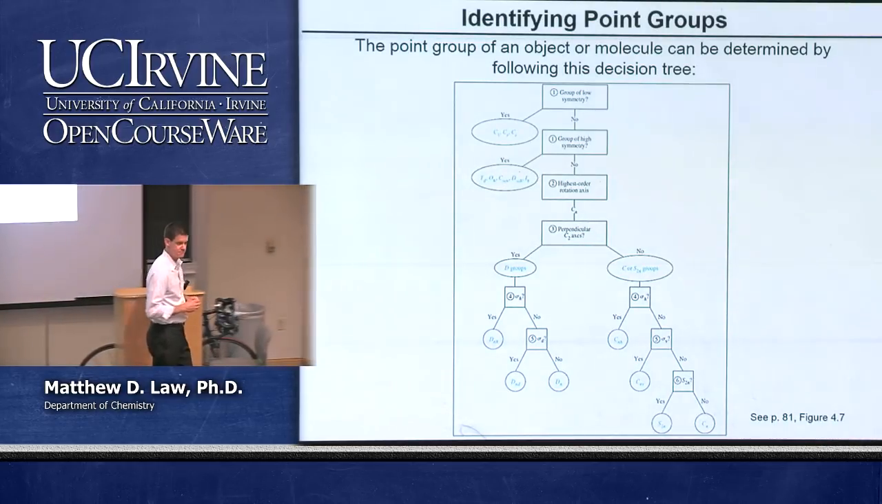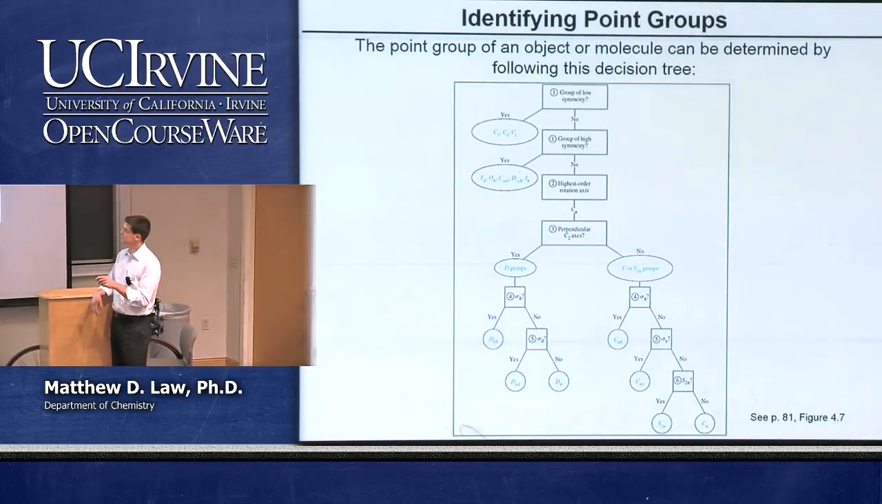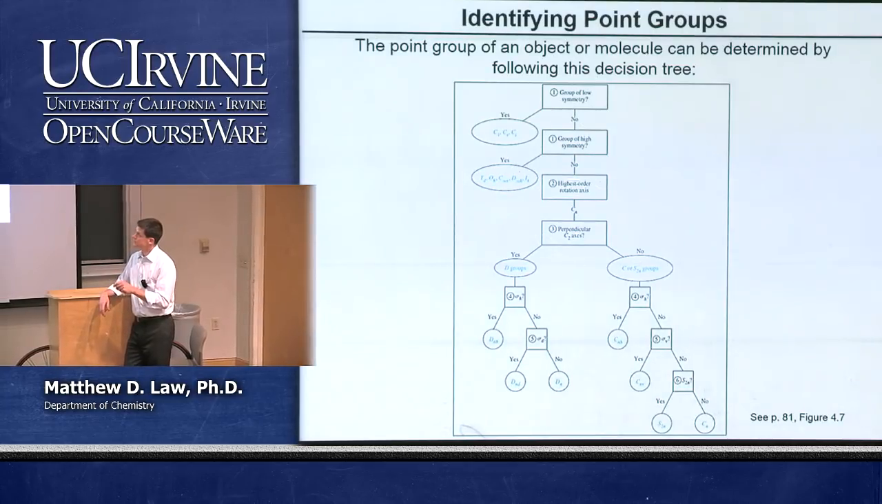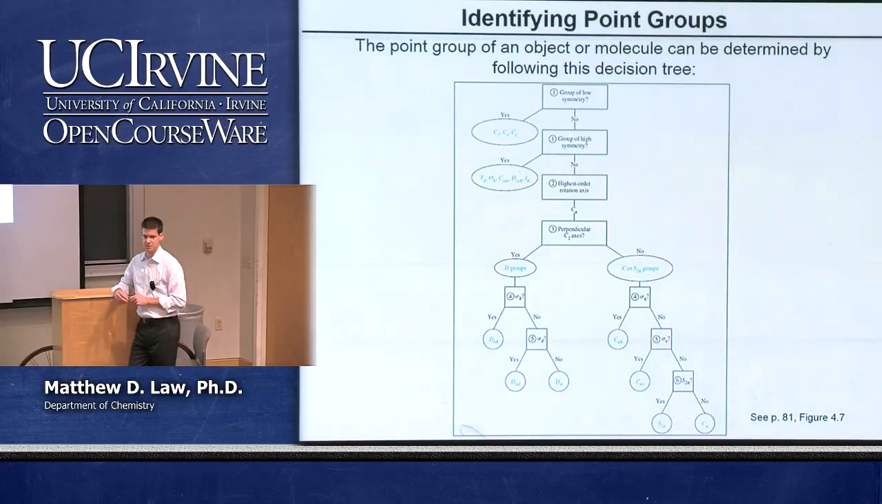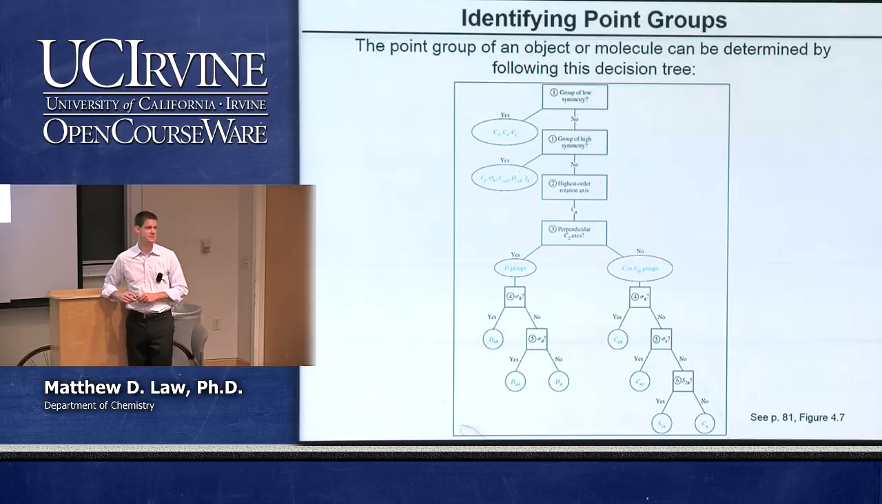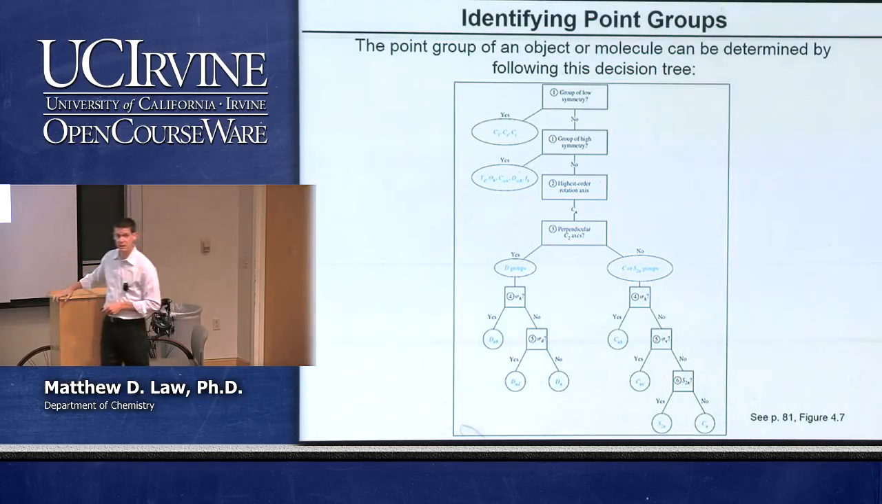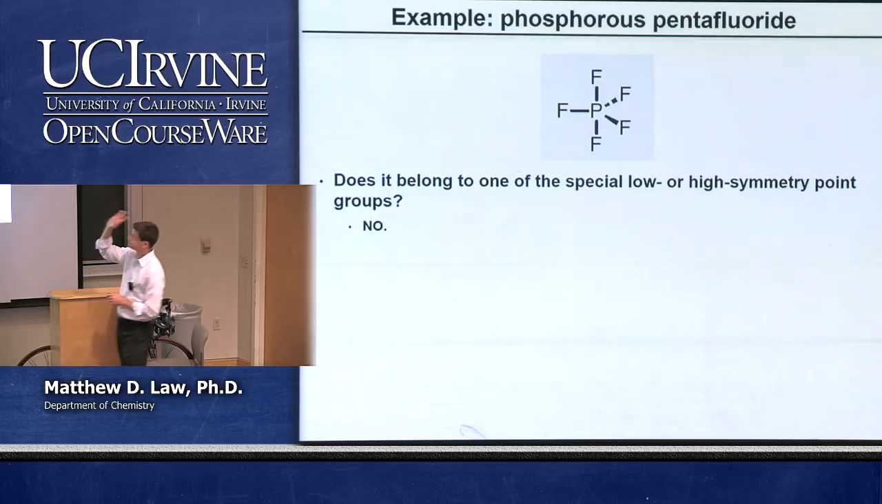Okay. And so you play this little game here, and for a lot of molecules it ends up practically being these questions here. Identify the principal axis, then find out if there are perpendicular C2 axes, and that sets the stage for all the rest of it. So: perpendicular C2 axes, horizontal mirror plane, vertical mirror plane, and then you're done. Okay? So let's look at a couple of examples in the last 5 minutes.